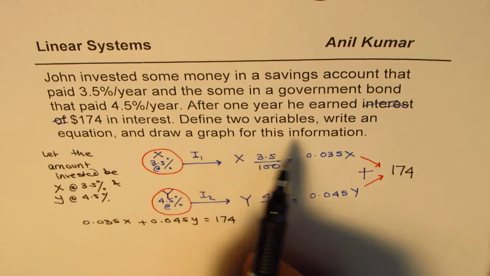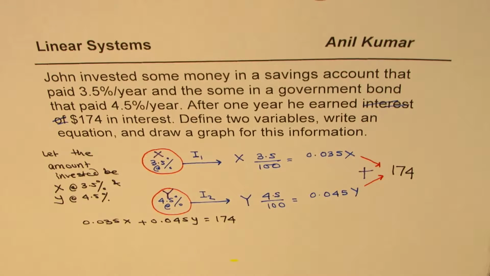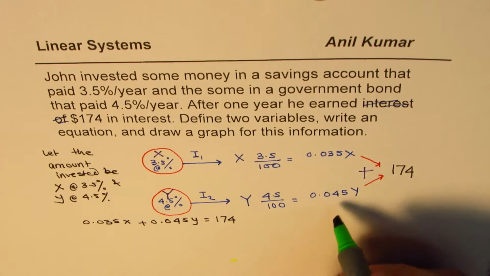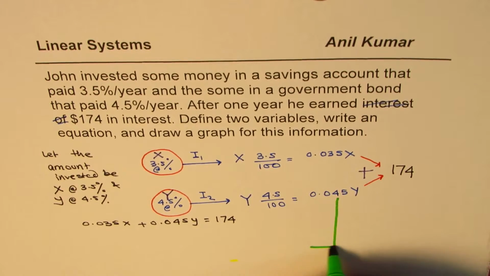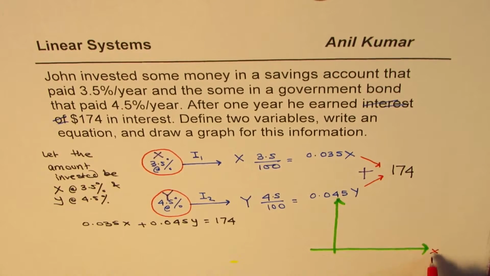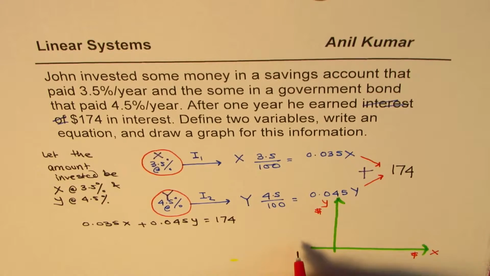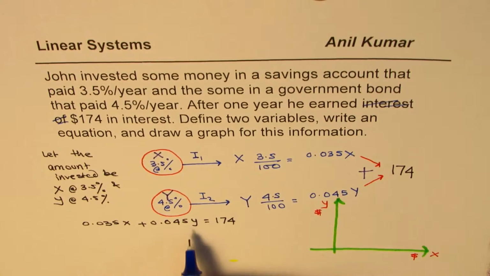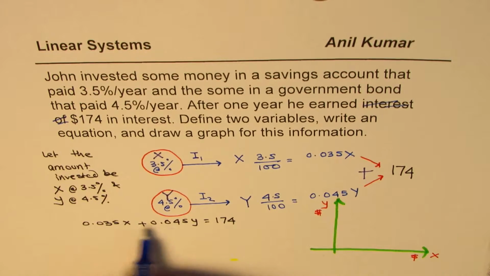We need to draw a graph for this information. Now x and y are your two variables which we can plot as coordinates of the axis, right? So now we can just plot axes representing x and y here. Let me say x is on one side, y is on the other side. These are the dollars invested, right? Now to draw this, we could actually find x and y intercepts and join them. That's one way of doing it. The x and y intercept is a nice way. So let's find the x and y intercepts, since we do have an equation in standard form, right?